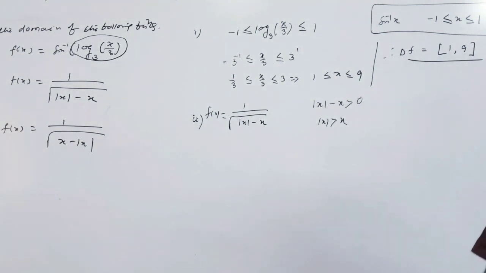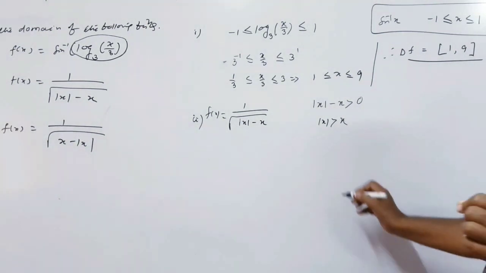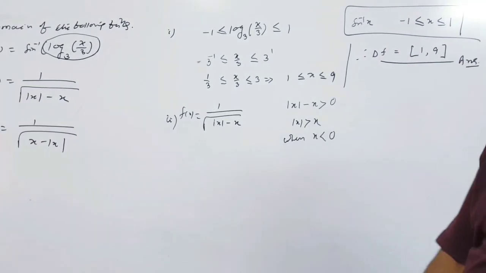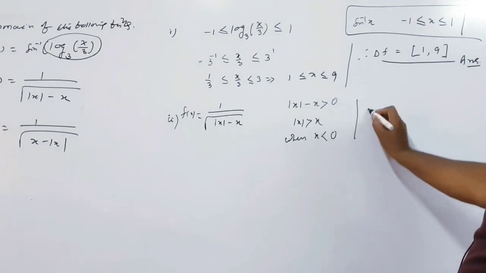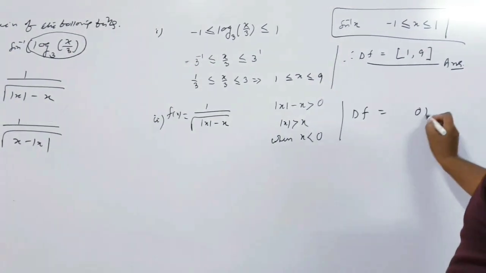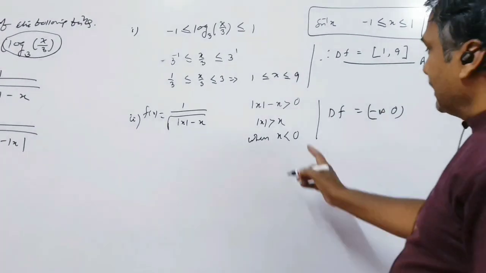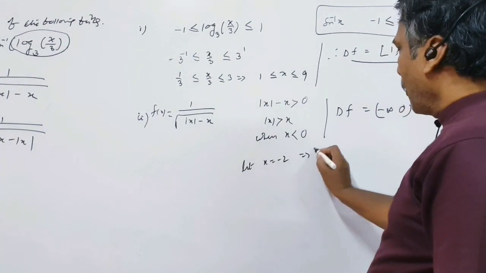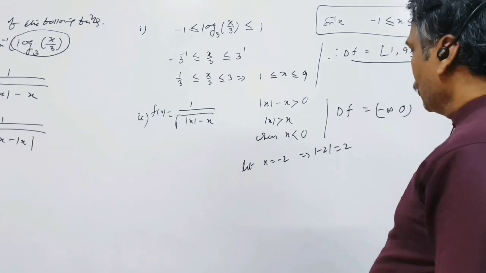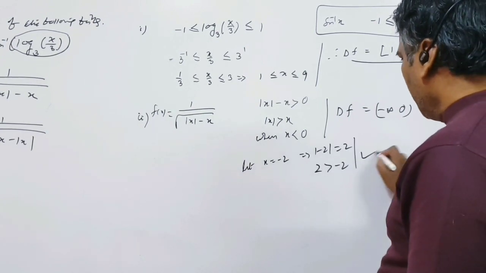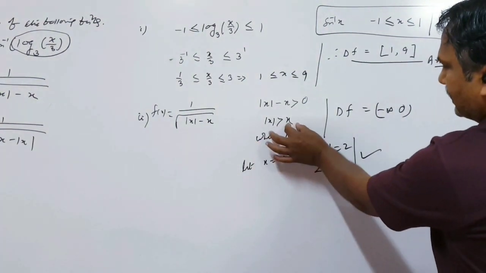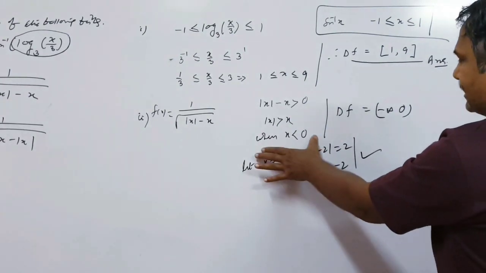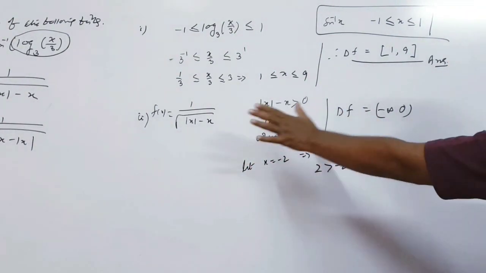So what is the value of x? Mod x is greater than x when x is less than 0. Then mod x is always greater than 0. So the domain of the function is x less than 0, from 0 down to minus infinity. Let us say x equals -2. What is the mod of -2? It is 2. So 2 is greater than -2. Yes, mod x is greater than x always. So that means when x is less than 0, the domain is from 0 down to minus infinity.